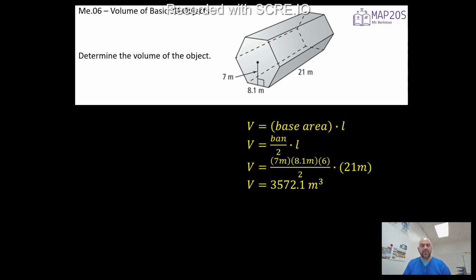3,572.1 cubic meters. Now be very careful that you have cubic meters, not just meters, that's a length, not just meters squared, that's an area, so it's flat, but meters cubed, which is a volume, which represents substance in this case. So be careful for that. Make sure that you have the proper units when you are dealing with a volume formula.